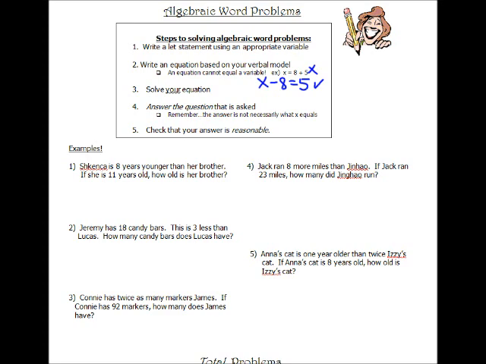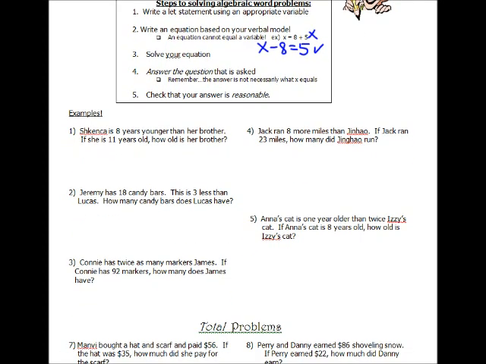Number 1, Shikenza's 8 years younger than her brother. She's 11 years old. How old is her brother? We know how old her brother is. Okay, we can do that math in our head. But what we want to do is show how we can set this up using an algebraic process. So what we need to do is we let x equal the person we know nothing about. Well, I know Shikenza's 8 years younger than her brother, so I'm going to let x equal the brother's age. Okay? And then I know Shikenza is 8 years younger than him.